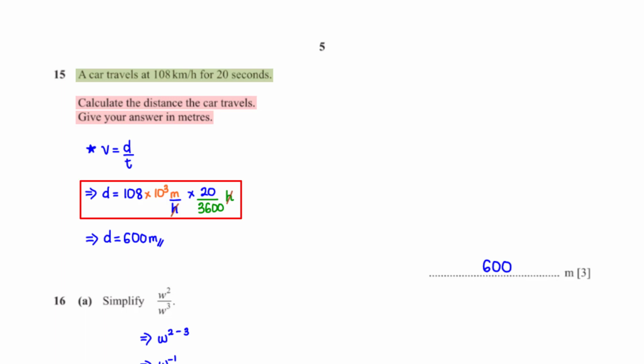To convert 20 seconds to hours, we divide by 3,600. And to convert kilometers to meters, we multiply by 1,000. When we type this into the calculator, we get 600 meters.